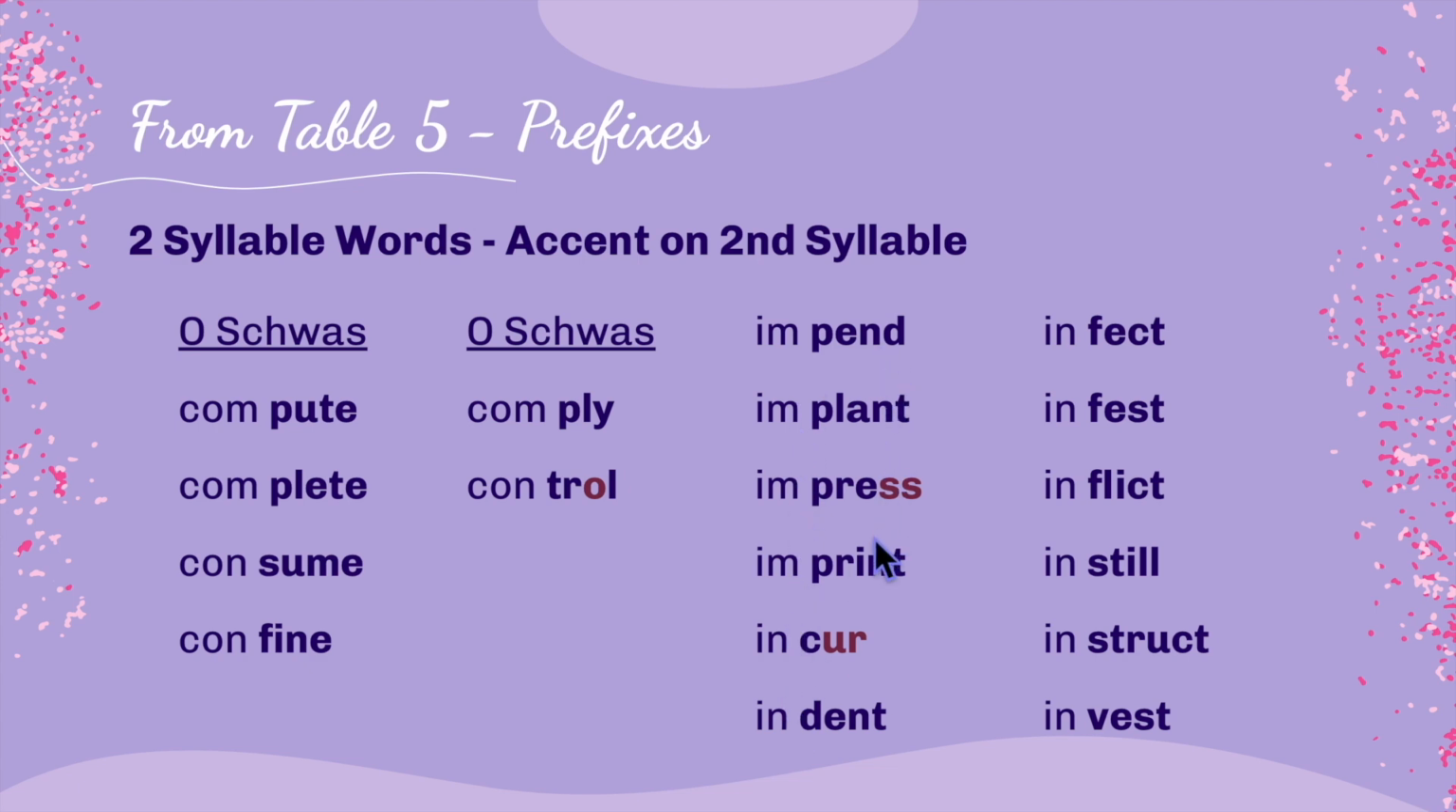And the second syllable in all of these words will be accented. Impend. Notice again that these syllables are closed, so we use the short vowel sound. Impend, implant, impress, imprint, incur, indent, infect, infest, inflict, instill, instruct, and invest.